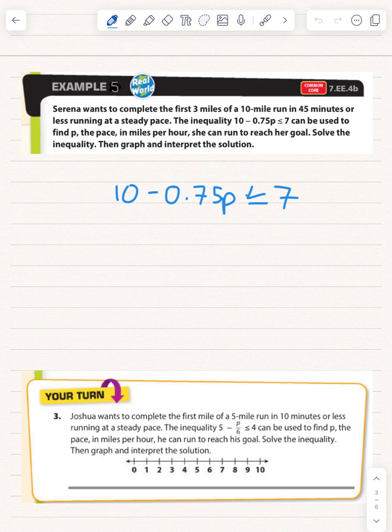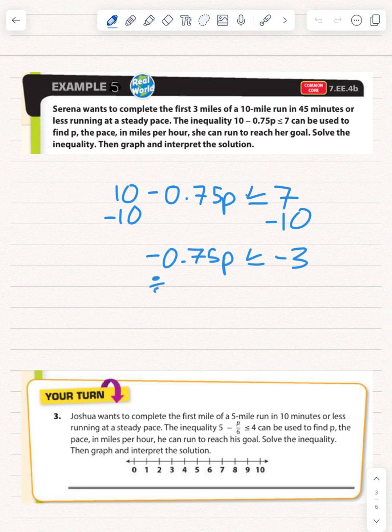However, the 0.75 is multiplying by p, so we can't just add that to the other side. And that's what's being subtracted. The 10 is positive. It's not being subtracted. It's just there. So to get rid of the 10, I actually need to subtract it from both sides. And now that minus 0.75p becomes a negative 0.75p, which is less than or equal to negative 3.